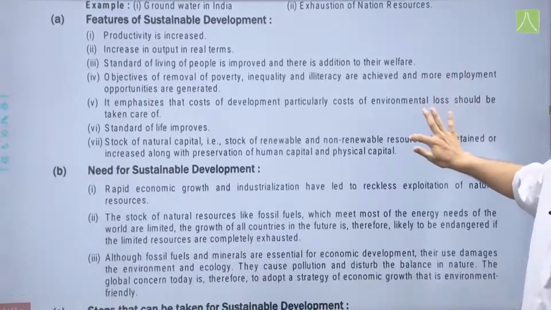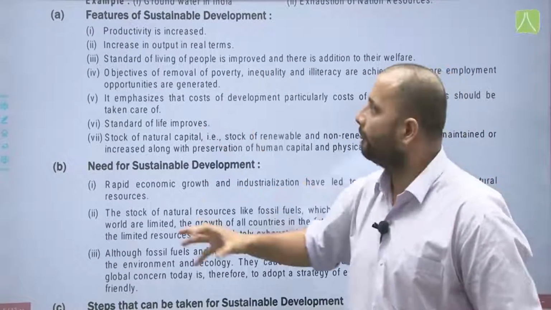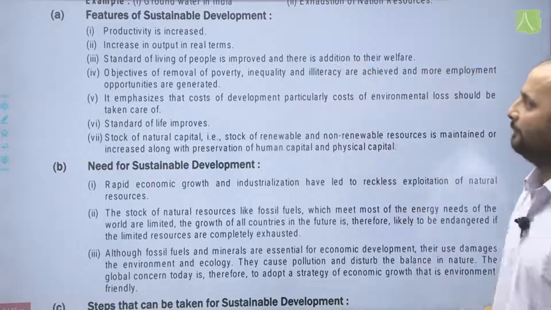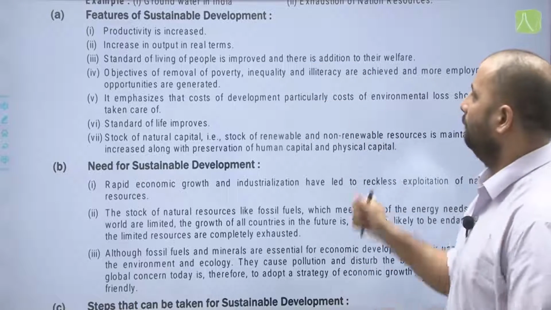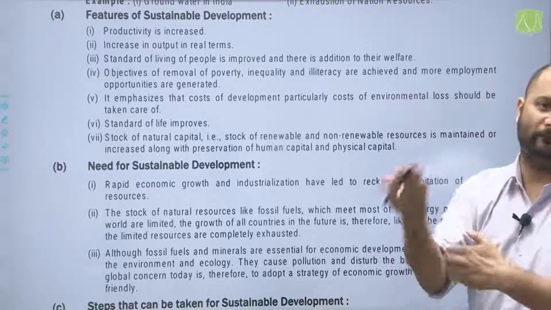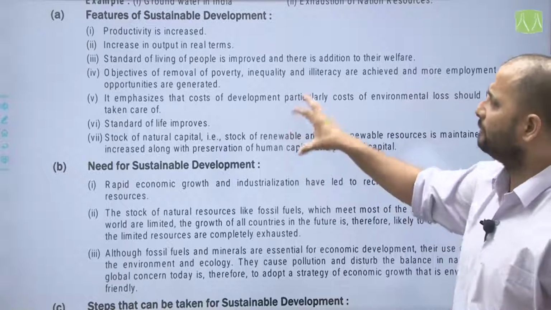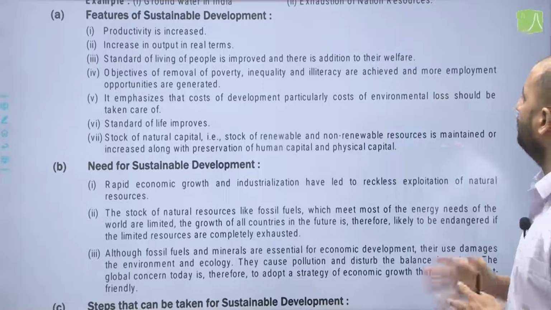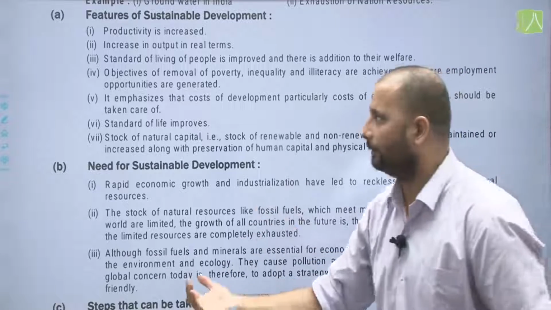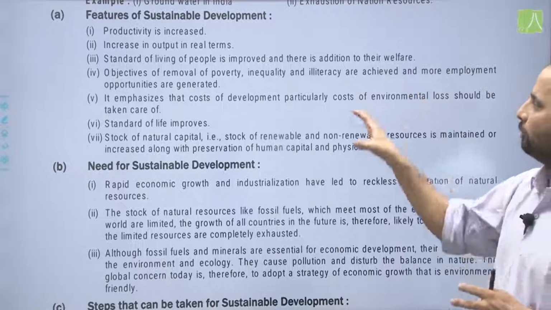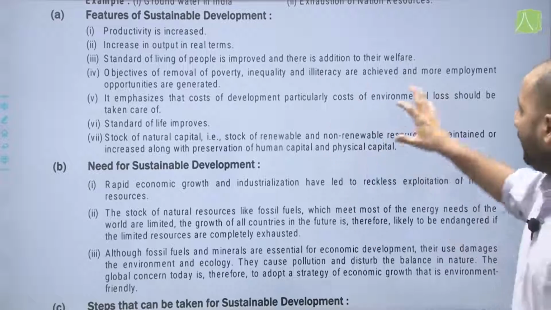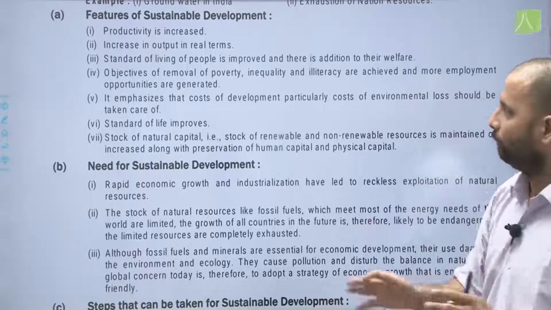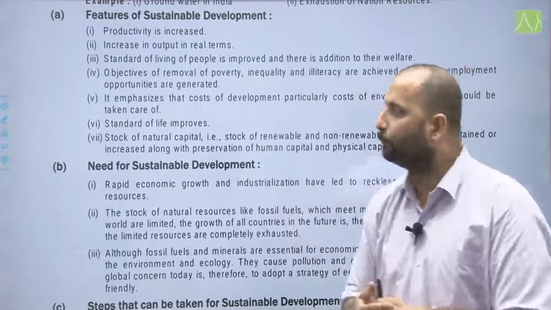Now, features given are: productivity is increased, increase in output in real terms, standard of living of people is improved, and there is an addition to welfare. Objectives of removal of poverty, inequality and illiteracy are achieved and more employment opportunities are generated. It emphasizes that cost of development, particularly cost of environmental loss, should be taken care of, and standard of life has to be improved.